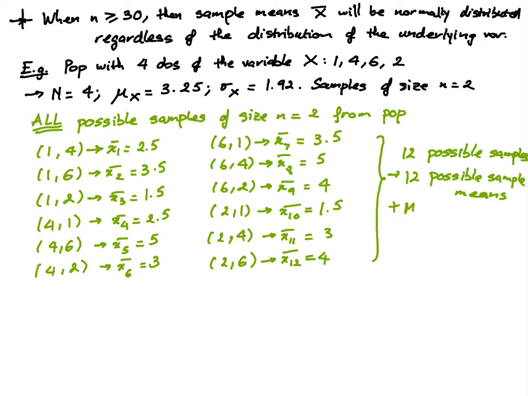Now the mean of these sample means, so mu of x bar, is equal to x1 bar plus x2 bar plus all the way to x12 bar divided by 12. If you do the calculation, that gives you 3.25. Okay.